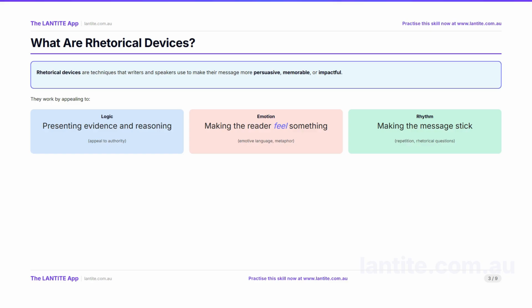So, what exactly are rhetorical devices? They are techniques that writers and speakers use to make their message more persuasive, memorable, or impactful. They work by appealing to different parts of how we process information. Some appeal to logic, like presenting expert evidence, or reasoning to build credibility. Some appeal to emotion, making the reader feel something strongly, which is what metaphor and emotive language do. And some appeal to rhythm, making the message stick in your mind through repetition, or by posing questions that make you think. Most persuasive texts use a combination of these approaches. Your job is to recognize which devices are being used.